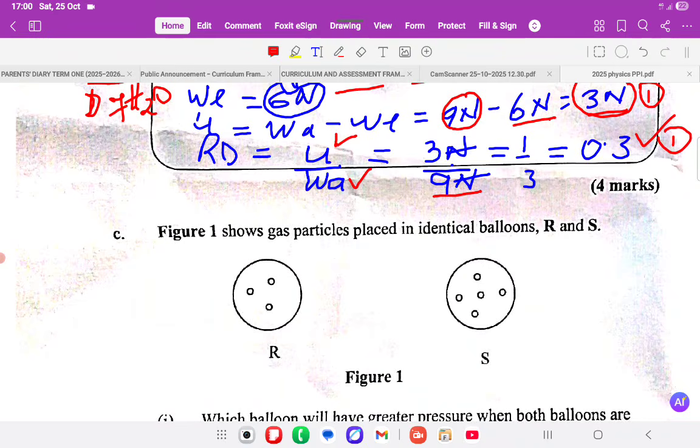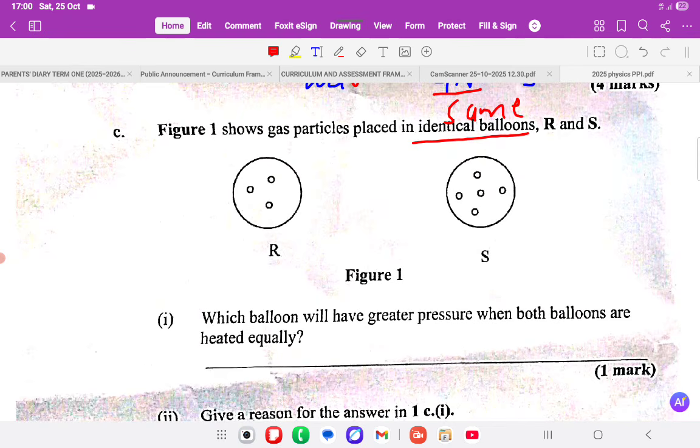figure 1 shows gas particles placed in identical balloons. By identical balloons, we mean they are the same size. Identical here simply means they are the same type of material, same size, and so on. All right, that's the meaning of identical. So, which balloon will have greatest pressure when both balloons are heated equally?